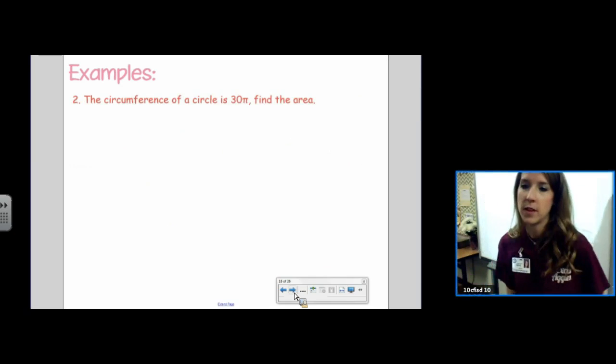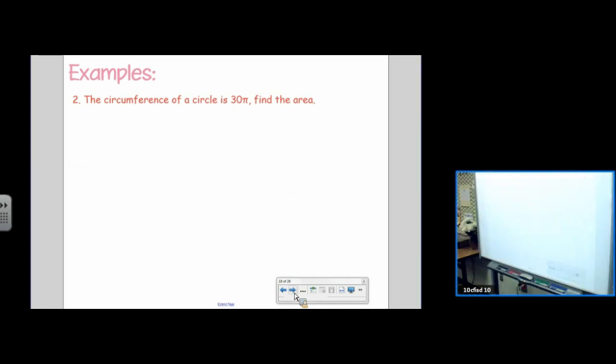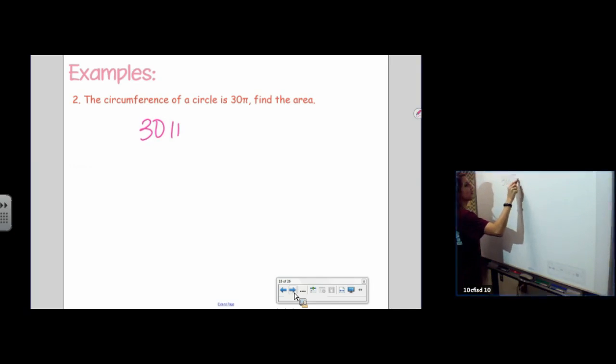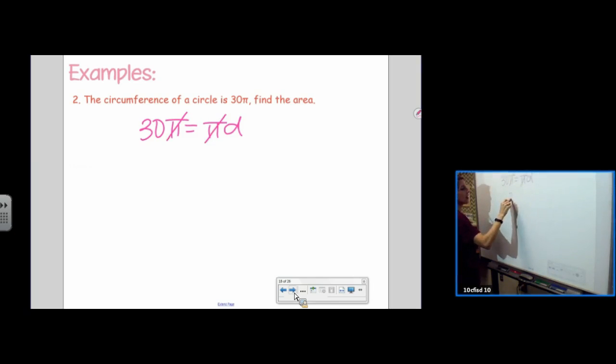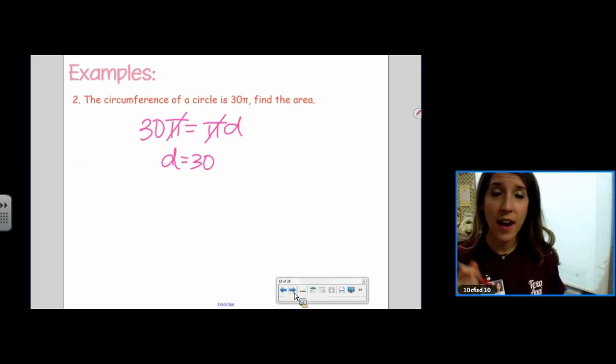Next example, the circumference of a circle is 30 pi. Find the area. Okay, guys, the circumference is 30 pi. So we, of course, know we can use either formula. Circumference is pi times diameter, or we could have used 2 pi r. But if we cancel these pi's, oh my goodness, okay, that's easy. The diameter's 30. Now to find the area, we never ever use diameter.